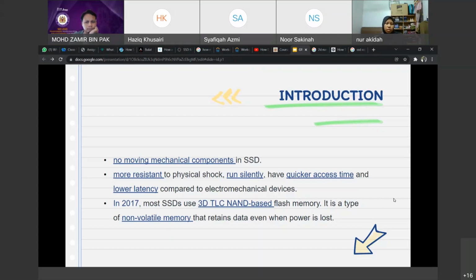The price of SSD has continued to decline over time, but SSD in 2018 are still more expensive per unit storage than HDDs and are expected to continue to be so in the next decade. In 2017, most SSD use 3D TLC NAND-based flash memory, which is a type of non-volatile memory that retains data even when the power is lost.